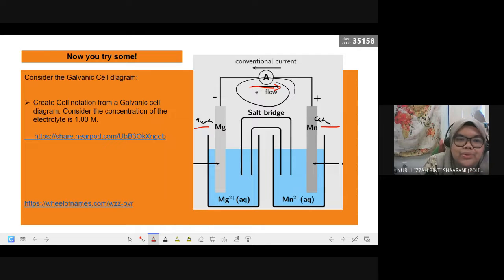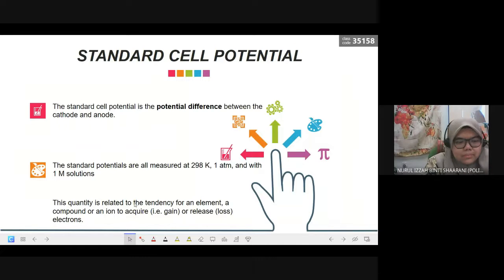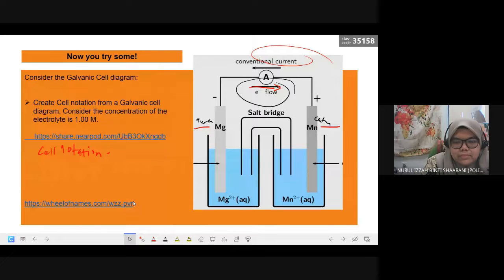Okay, to construct cell notation, cuba you buat satu, nanti saya panggil mana-mana nama yang bertuah. 1 minit untuk construct. What is the cell notation for this diagram? Diagram yang ini. Apa cell notation dia? Line notation dia. Cuba buat.